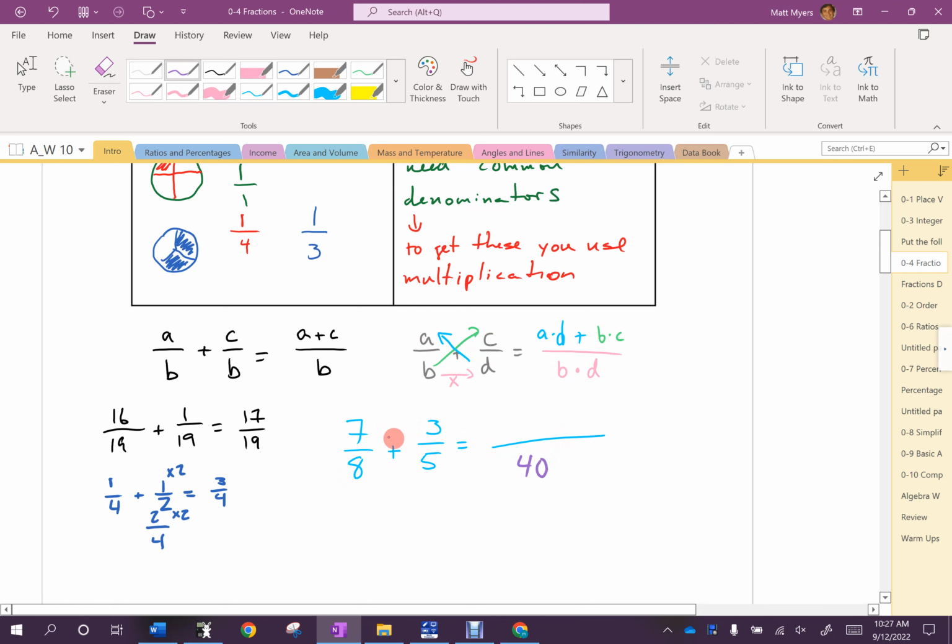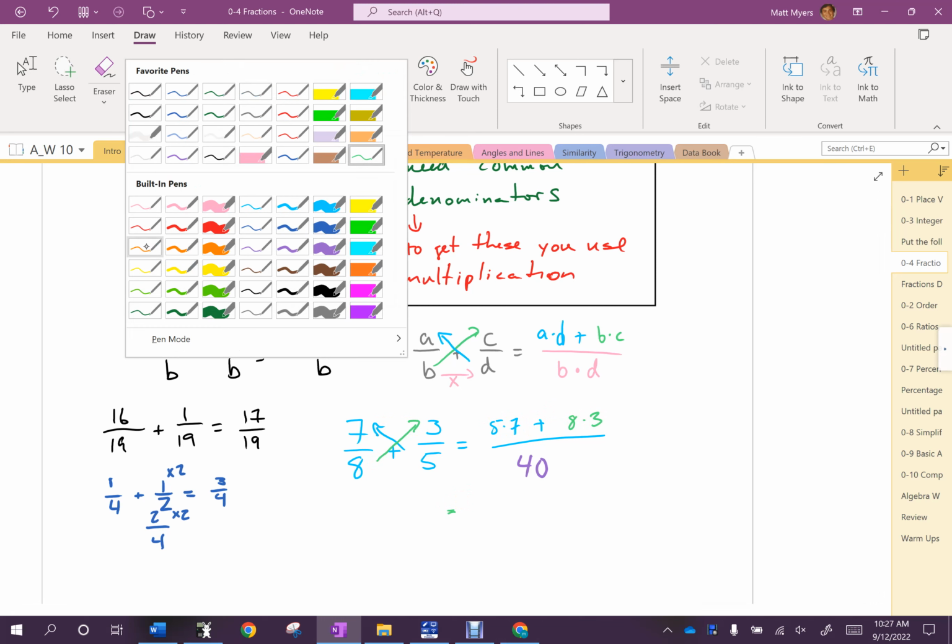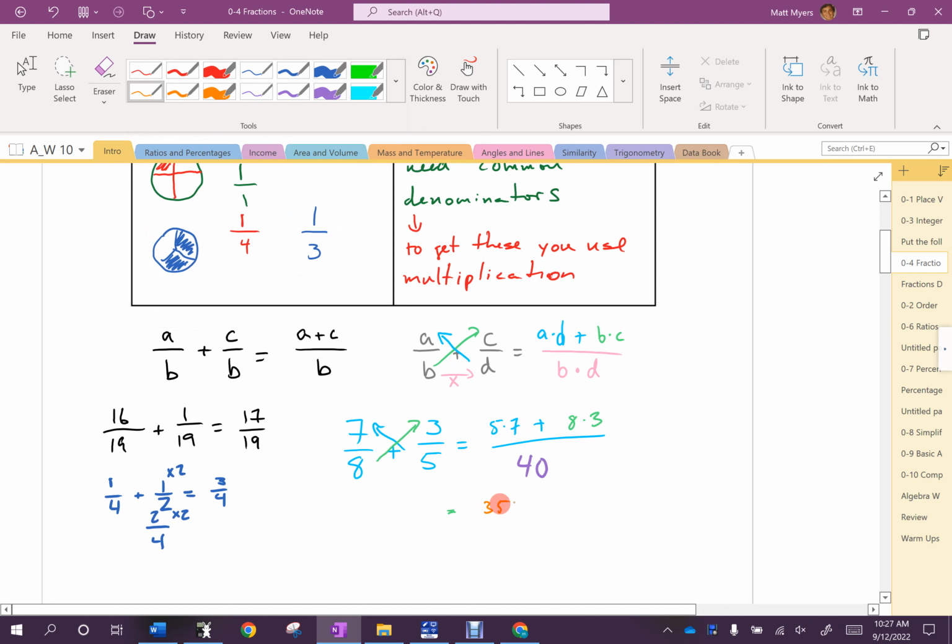What do I do with 5 and 7? What do I do there? Times. 5 times 7 plus, what do I do there? 8 times 3. Can I use my calculator? Of course I can. And what do I get? 35 plus 24 over 40. 59 over 40.